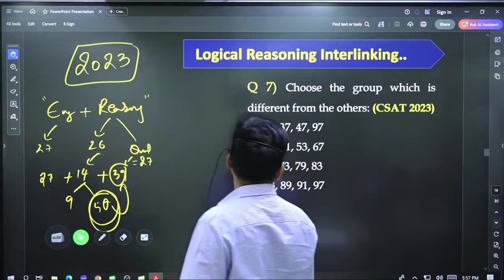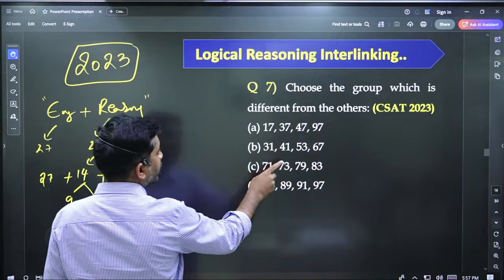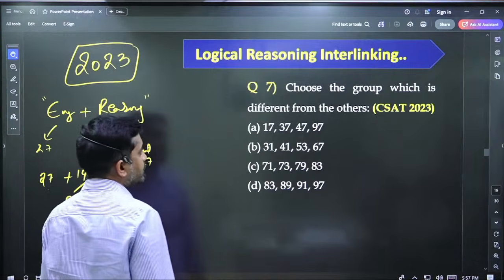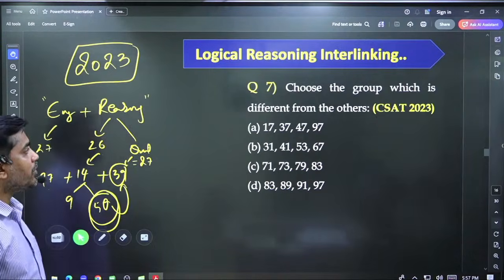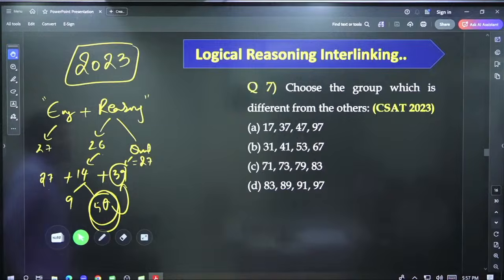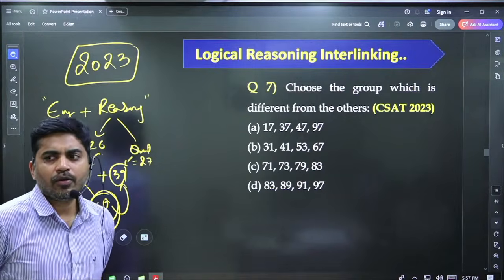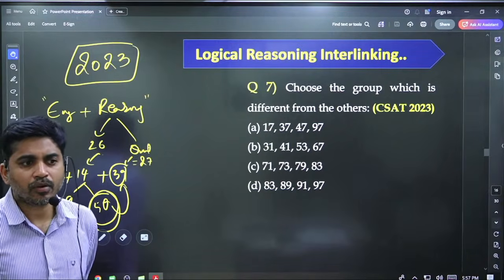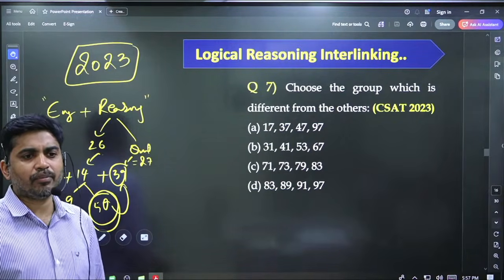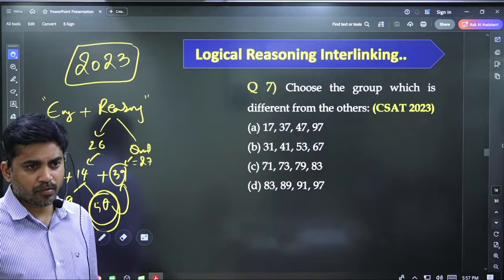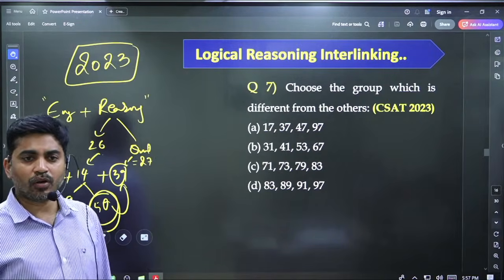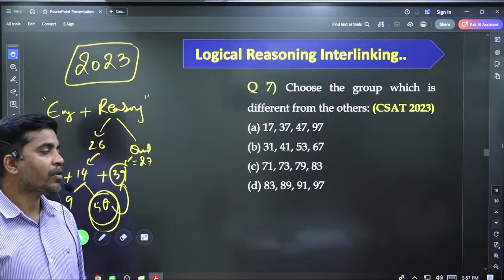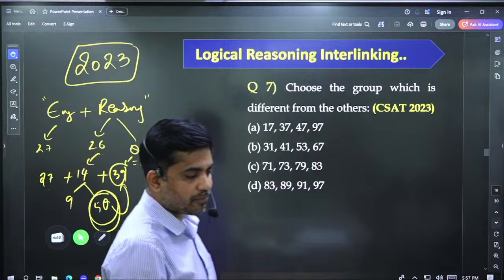See, look at this question in 2023. It is a reasoning question. Many are not able to answer this. Everyone should try this. Choose the group which is different from others. In the series topic, it is the odd one out concept. One set will be different from the other 3 options. Say 3 prime numbers are given and 1 composite number is given. We will select that composite number. That topic is basically from logical reasoning.